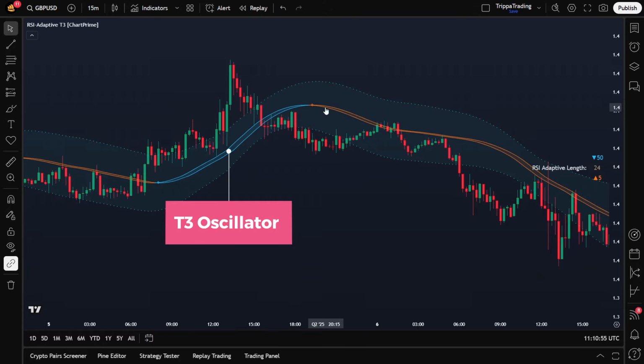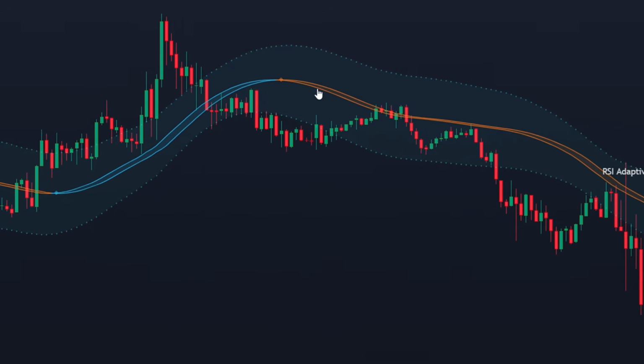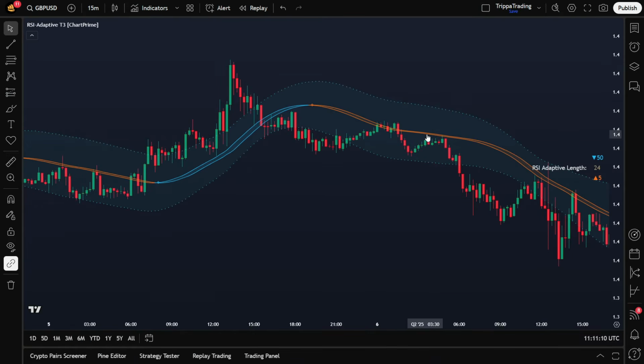The first thing you'll notice on the chart is the main line. This is the actual T3 line. It changes color depending on the trend direction. It turns blue when the trend is bullish and the market is likely moving up, and it turns orange when the trend is bearish and price is likely going down. This color change makes it really easy to spot the current market trend at a glance.